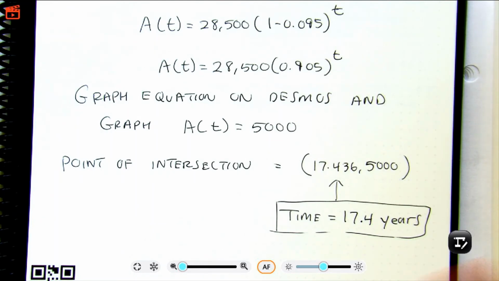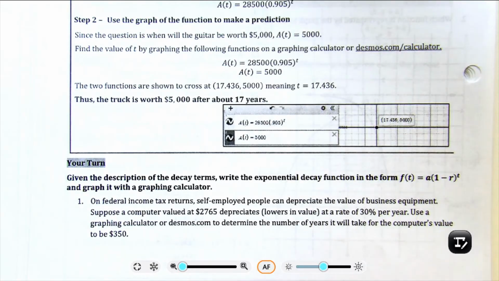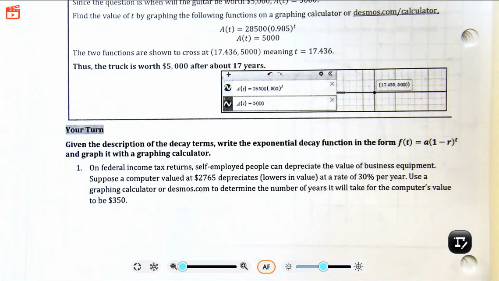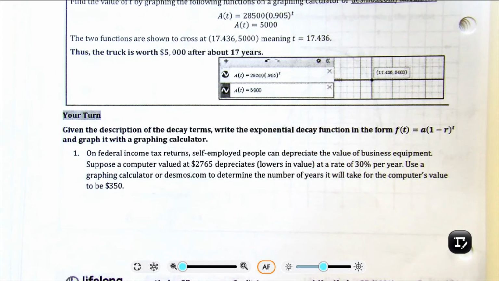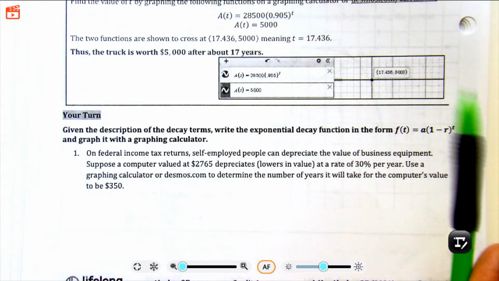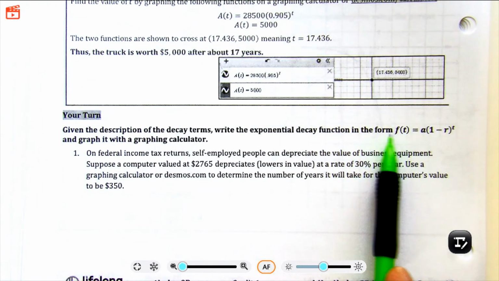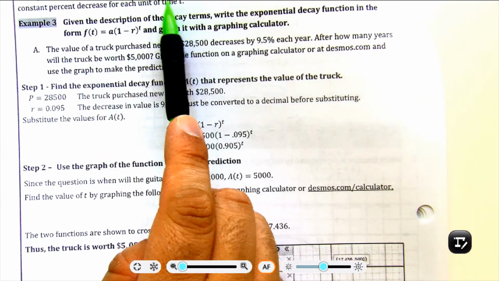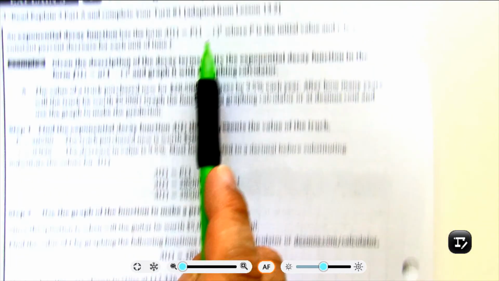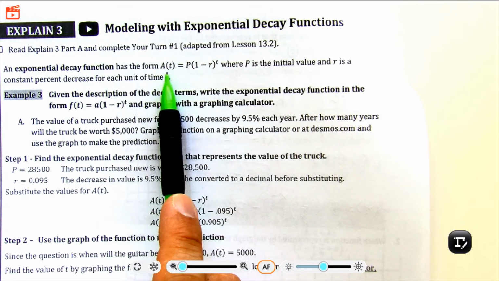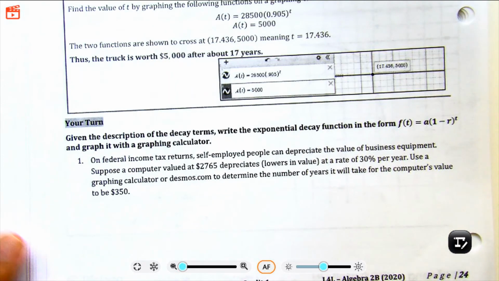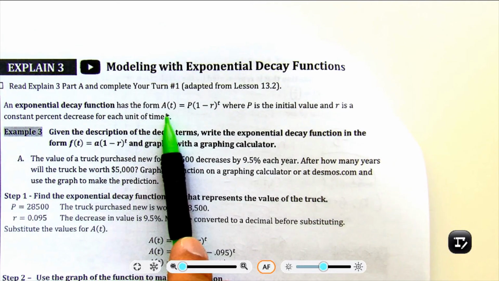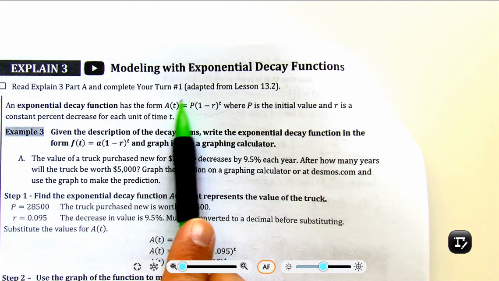Okay, now I want you guys to try one problem on your own. I want you guys to just be careful with this formula. This is the same thing as this formula. A is the same thing as P in these problems. I actually would prefer you guys use this formula to do this example here.